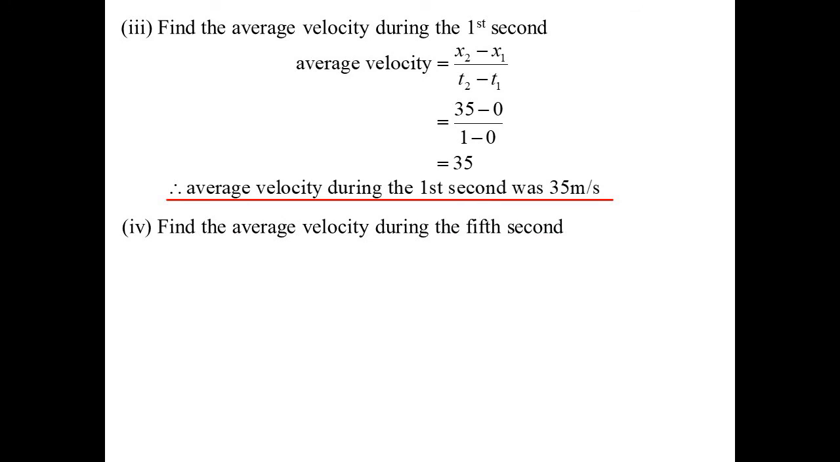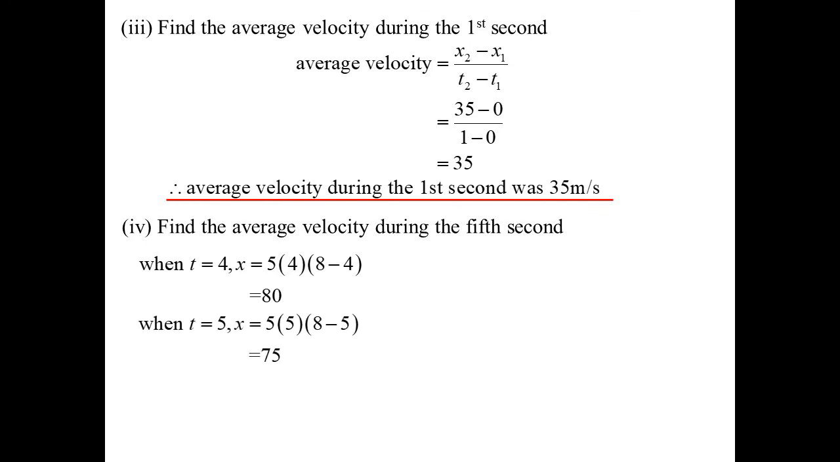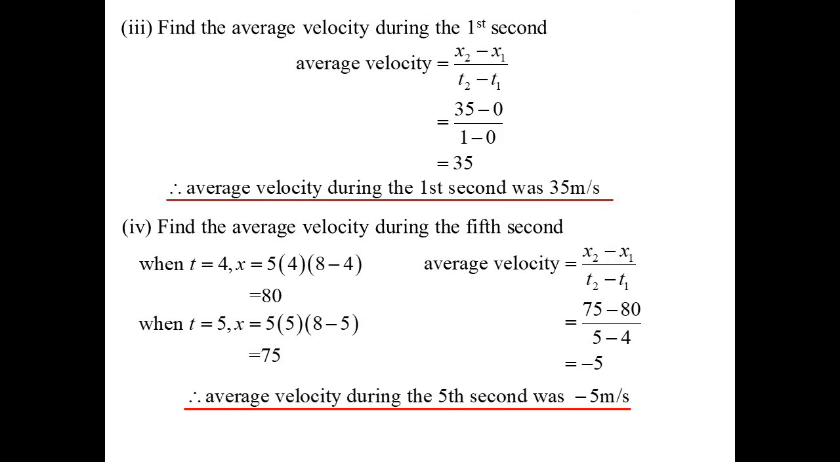What about during the 5th second? Now you've got to be careful. The 5th second starts at t equals 4. Because if you think about it, the first second starts when t equals 0. So when t equals 4, it's at 80. When t equals 5, it's at 75. So we'll plug that into our slope formula. We get -5. We're talking about velocity, not speed, so the negative is important. The negative tells us we're actually going back to the ground.